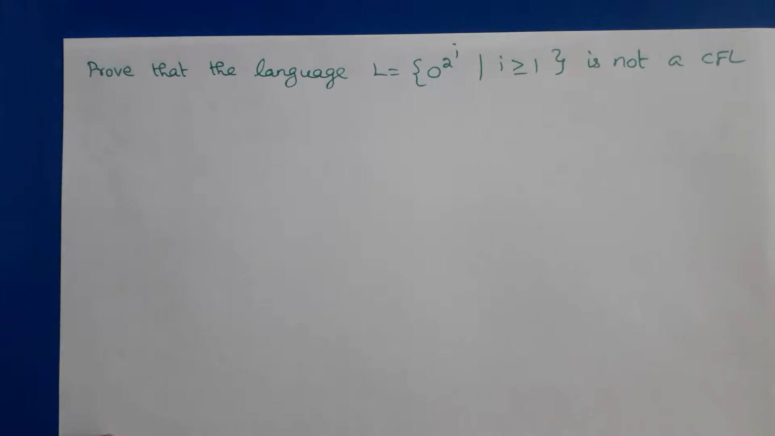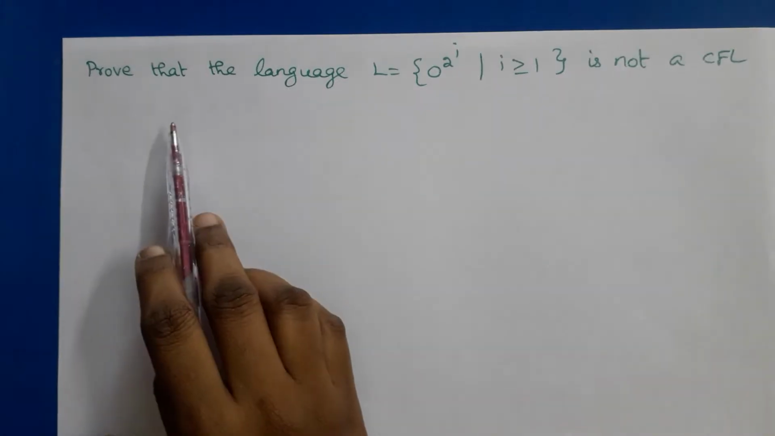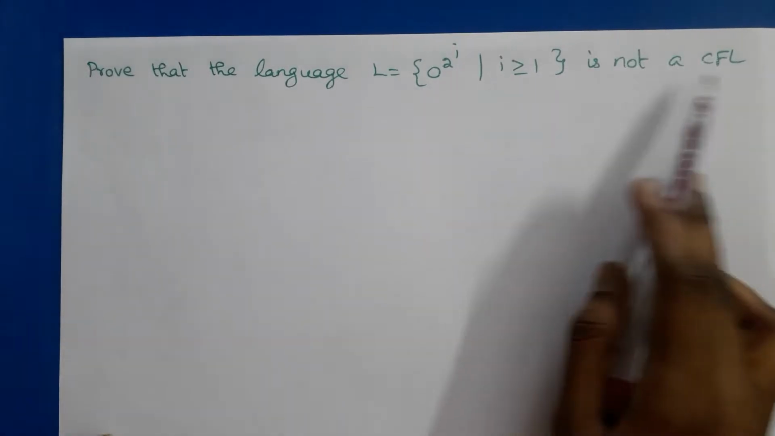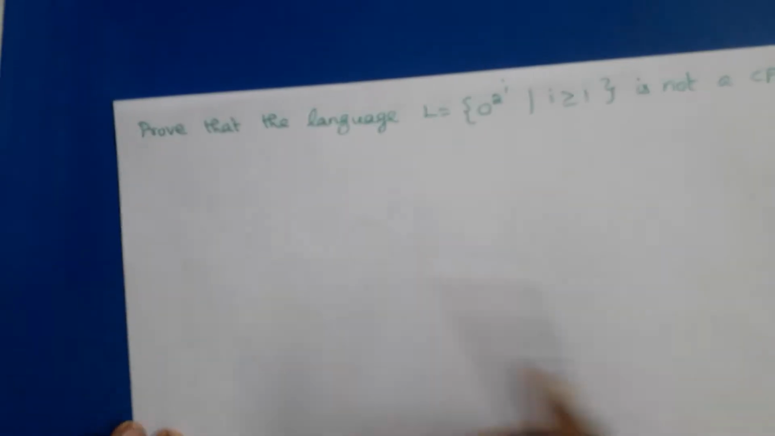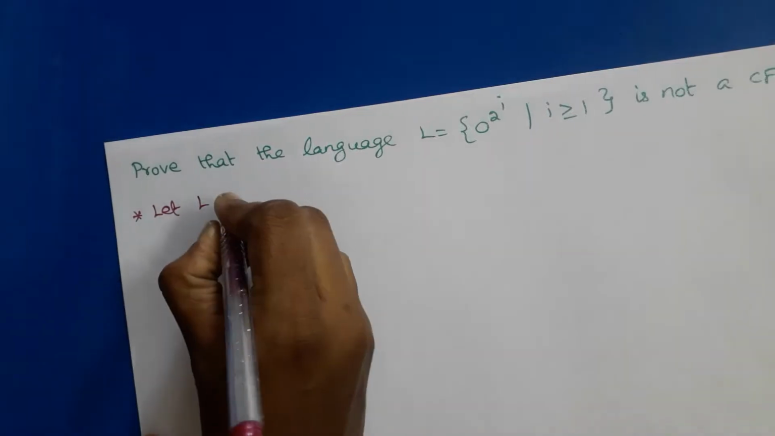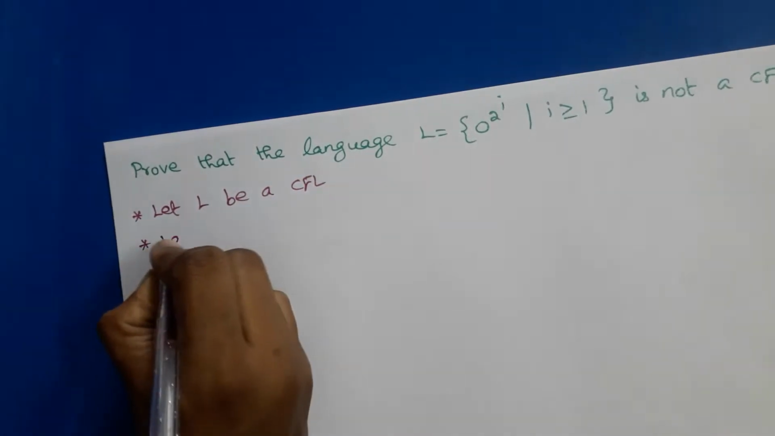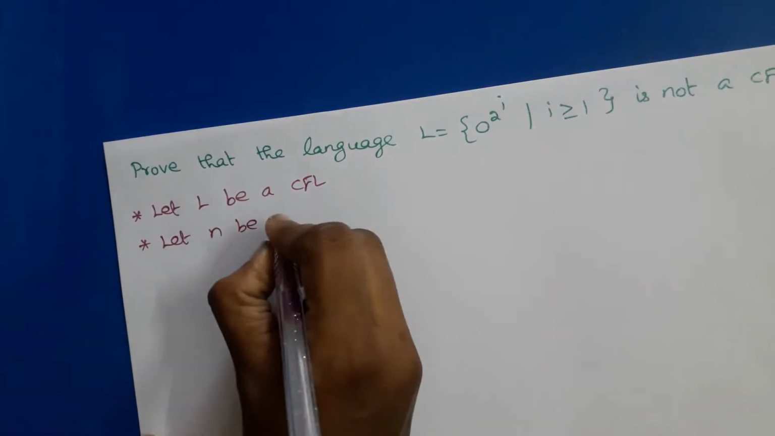Hello all, in this lecture we are going to discuss an example for the pumping lemma. We need to prove that this language is not a context-free language. So first, consider that the given language is a context-free language. Let L be a context-free language, and let N be a constant.